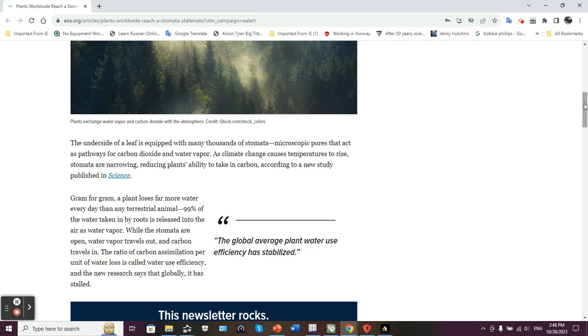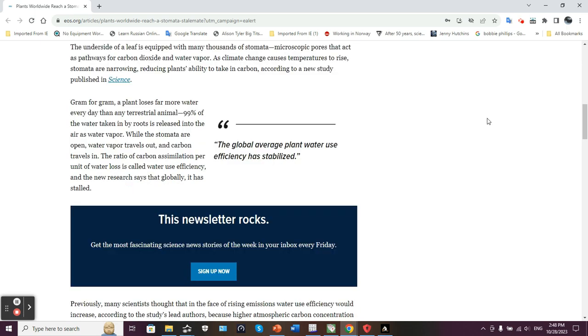So all of those people who say, well, more CO2 is great for plants, it's plant food. Nope. Once again, they do not know science.